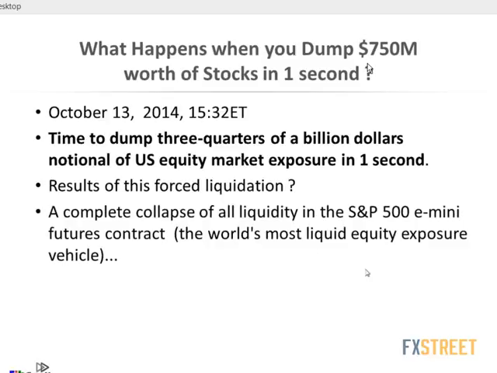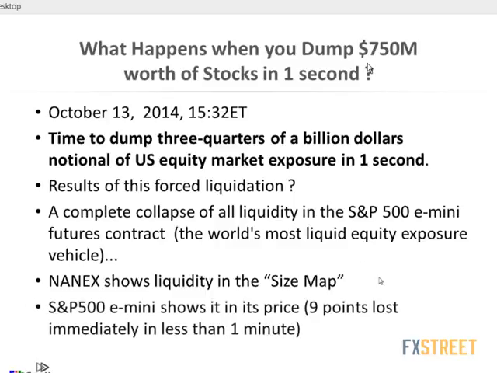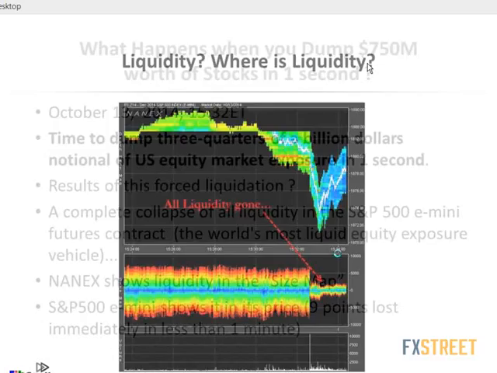Now you have to consider that the S&P 500 is the most liquid equity exposure vehicle in the world. So look at what happened after that 1 second. And I'm going to provide some charts that are offered by Nanex, which is one of the companies that studies the effects of high frequency trading on the market, and they have this size map I'm going to show you in a moment. What happened to the S&P 500 mini? In less than 1 minute, it lost 9 points. Bam! It was very quick.